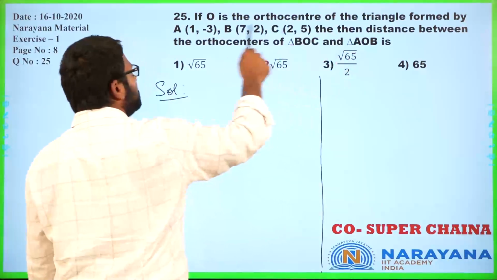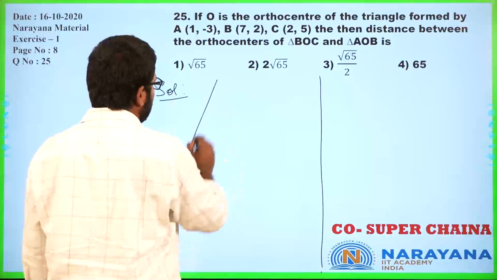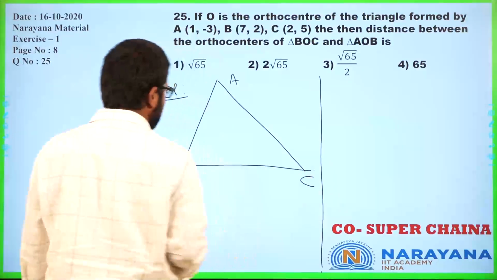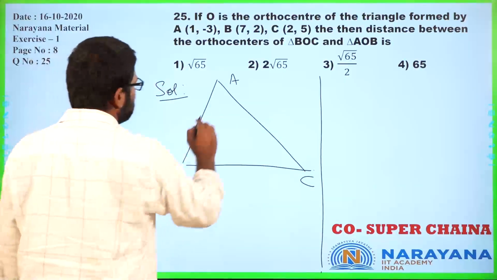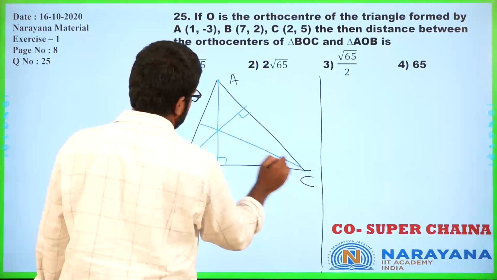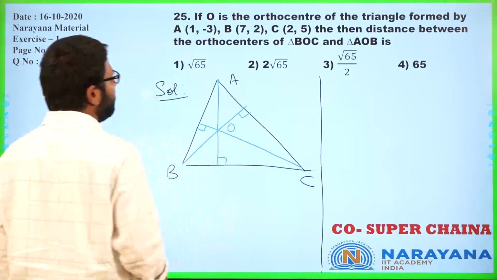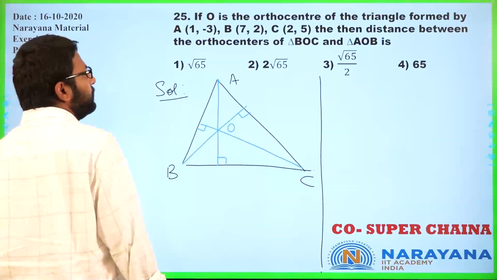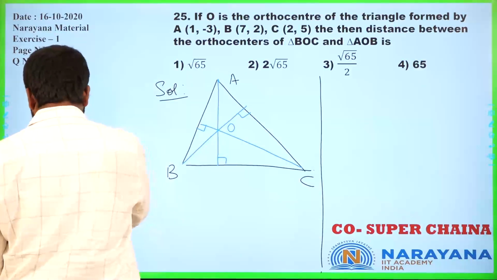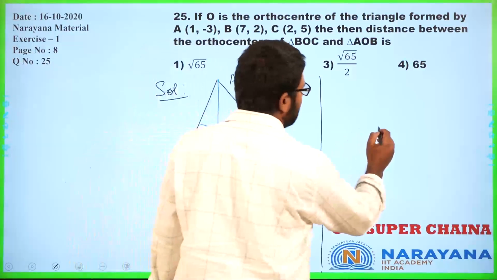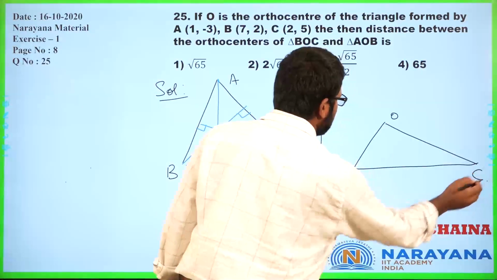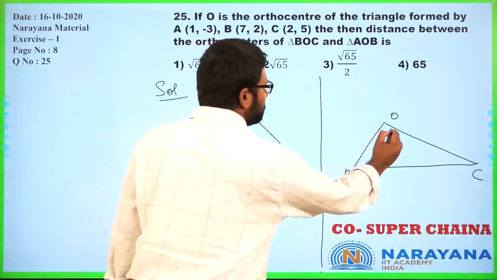Then the distance between orthocenters of triangle BOC and triangle AOB. Okay, so we have a triangle ABC. All right, draw their altitudes. This is O. Right, now let us ask, where is the orthocenter of triangle BOC? So just draw BOC separately. BOC. Clearly, this angle is obtuse, right?